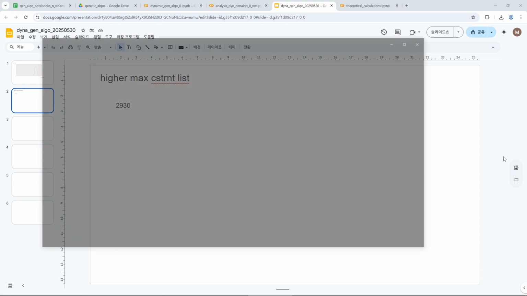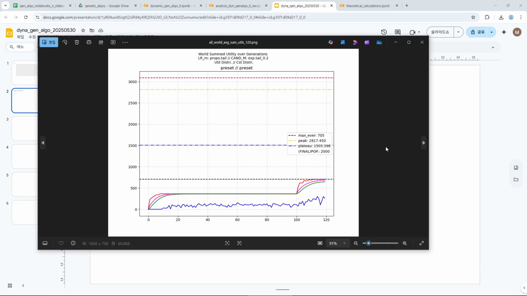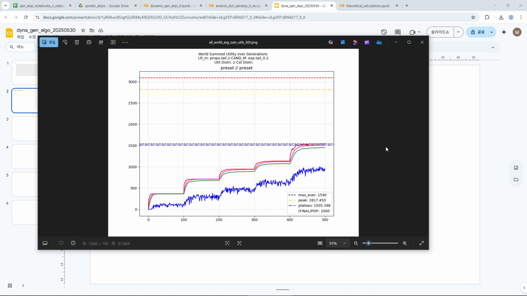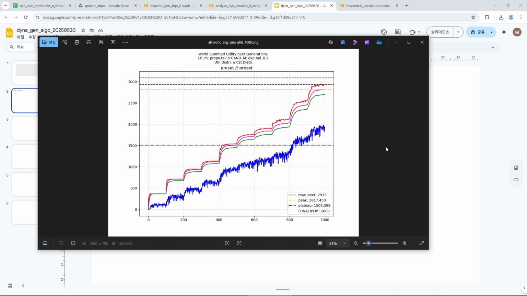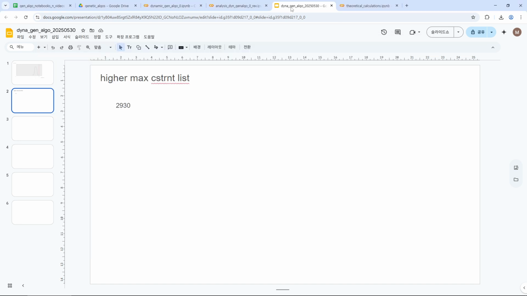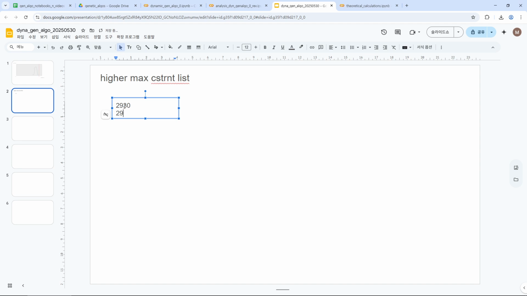And here we go. So there, we've seen this. After this, for now, I'm mainly, not only, but mainly going to focus on what the true ceiling may be when num items, or number of items, is set to 100. So in this case, when the population was doubled to 2000, the maximum ever is 2935.